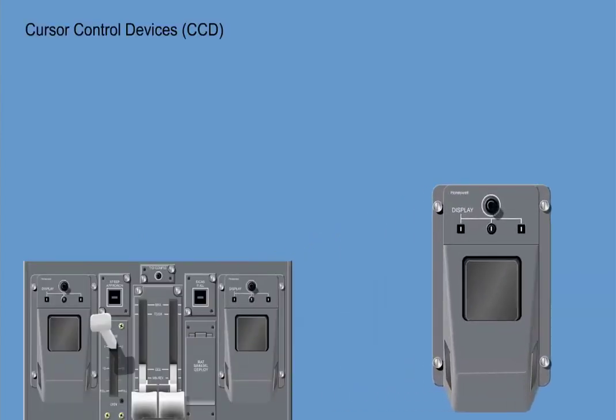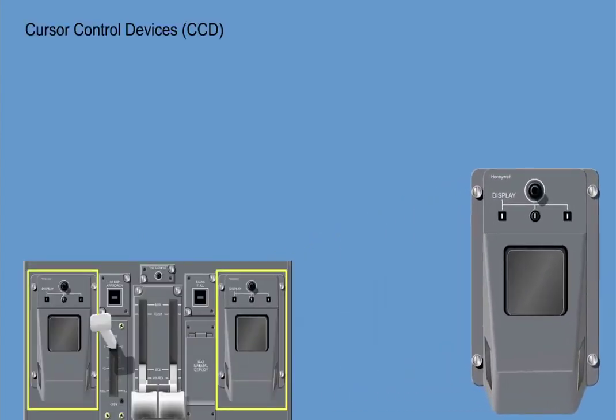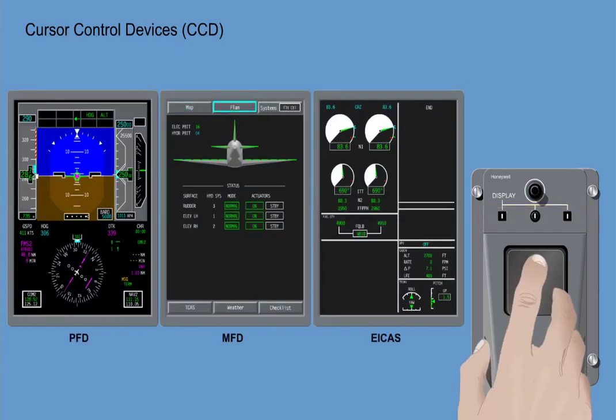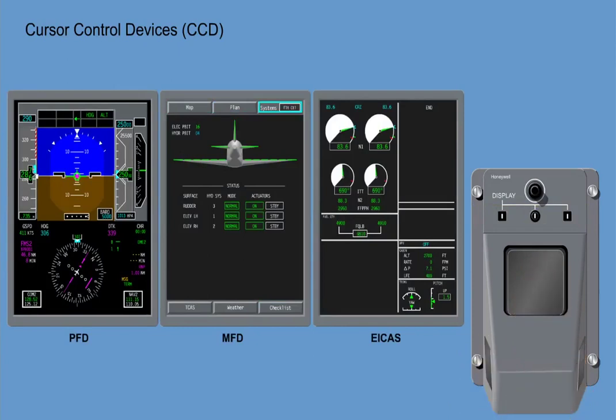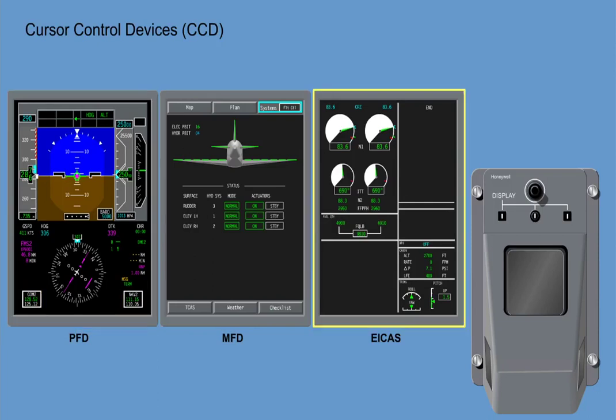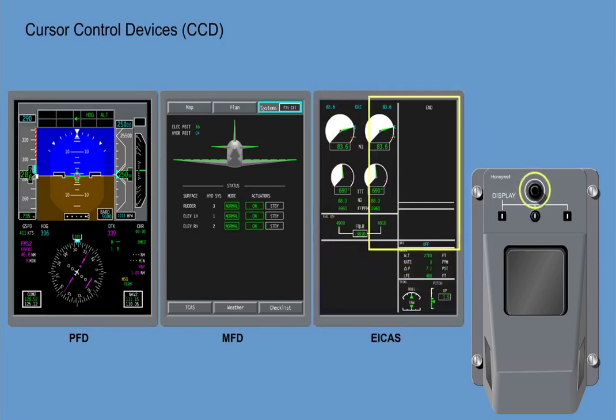The cursor control devices, CCD, are installed on both sides of the control pedestal panel. They allow the flight crew to quickly select the displays and position the cursor within the different selectable menus. The CCDs are primarily used on the MFD for selection of formats and functions. They also provide radio tuning on the PFD and ICUS message scrolling on the ICUS display.